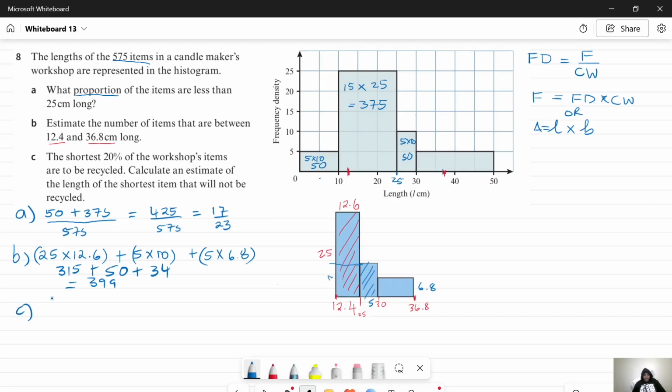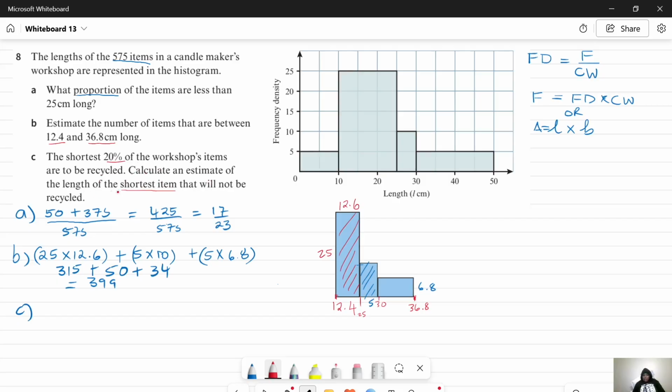Okay. So with question C, I don't know if cleaning up will help. I do hope you took note of that. But I'm going to keep in mind that this is 375, but I also know how to find it, so it's also fine. What I'm going to do for the next part is first of all understand what you are presented with. The shortest 20% of the workshop's items are to be recycled.